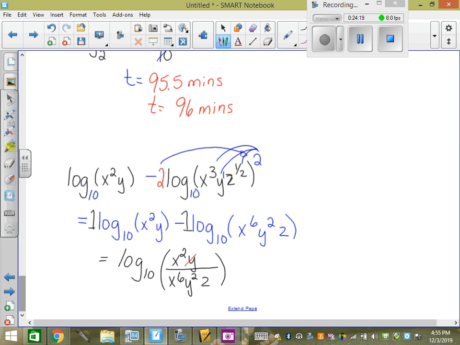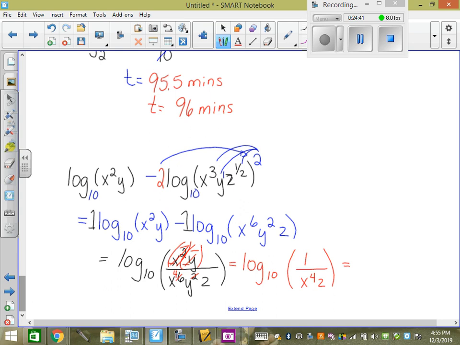The y cancels off one of these y's. The squared cancels off 2 of those. And remember, this is another thing I want to remind you. If the top completely cancels off, you still end up with a 1 times a 1. So I'm going to get log base 10 of 1 over x to the 4 z. I don't need the base 10.